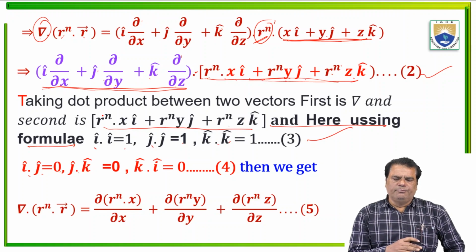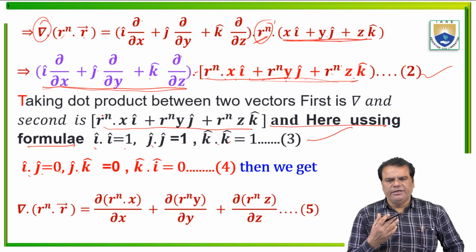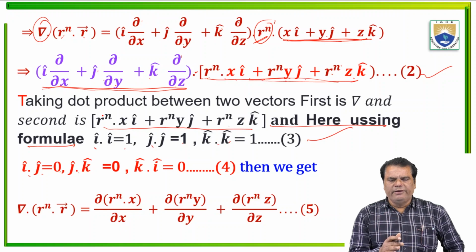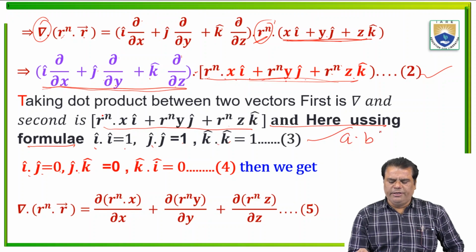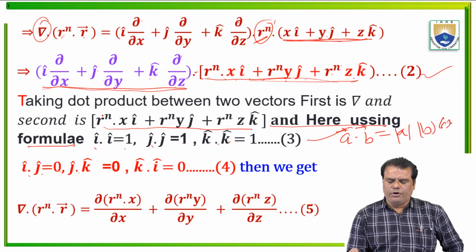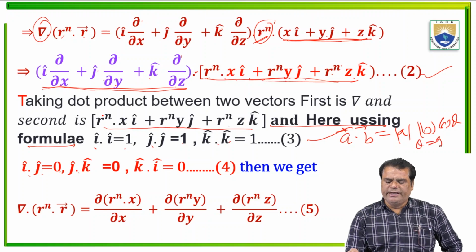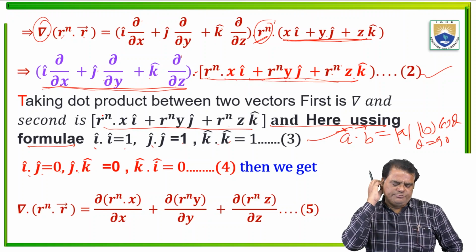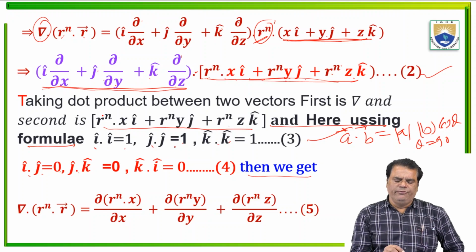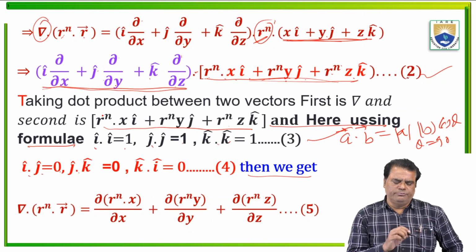So the dot product between these different vectors is always 0 because the angle between these vectors i and j is 90 degrees. So we apply here the formula: vector a dot vector b equals mod a, mod b, cos theta. Theta is 90. So this result is 0. Then we get, putting these values in equation 2.